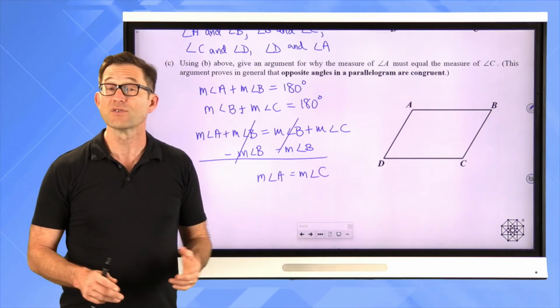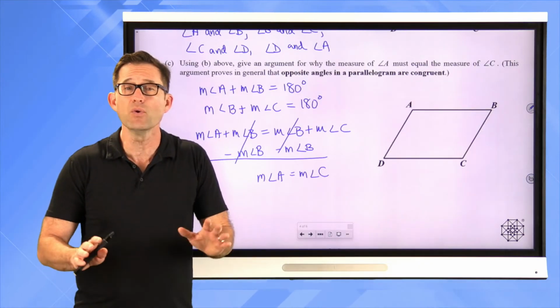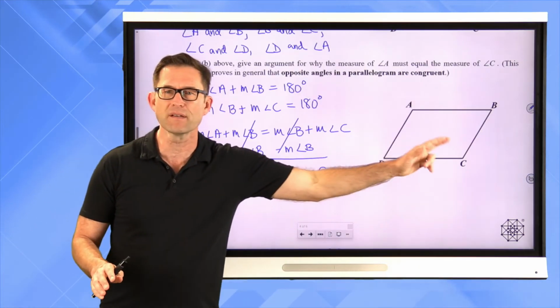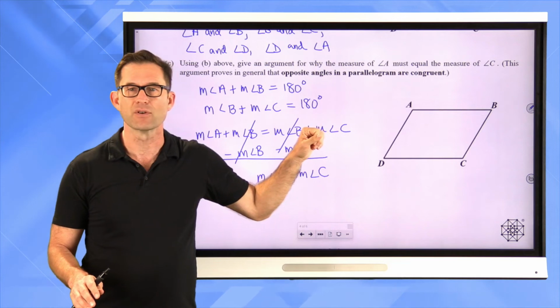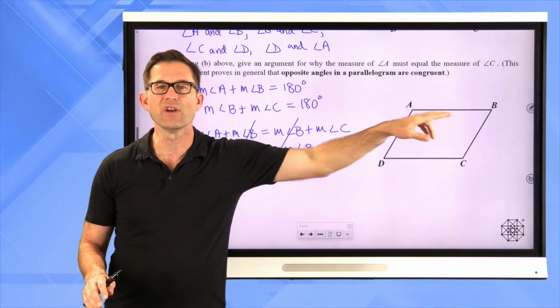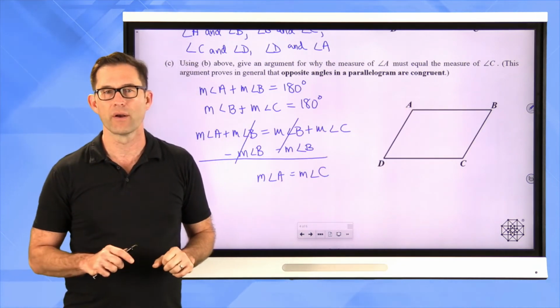All right. So it's kind of cool. Parallelograms have this beautiful property, which is that opposite angles have the same measure and any pair of adjacent angles add up to 180 degrees.